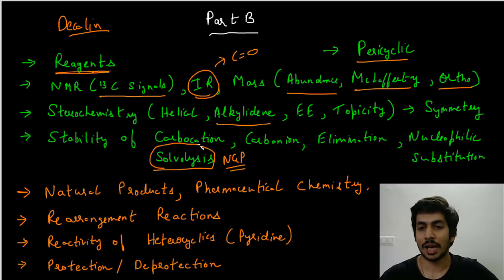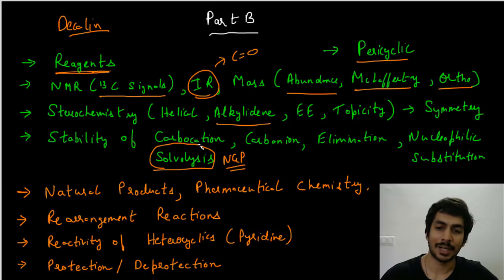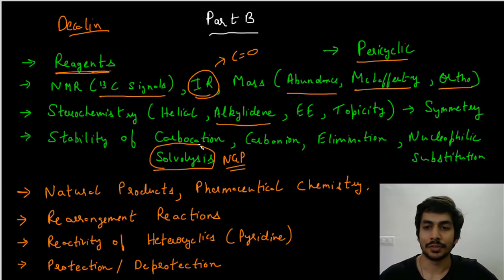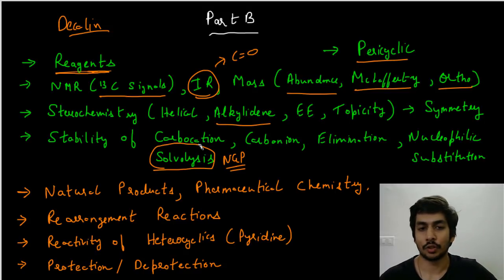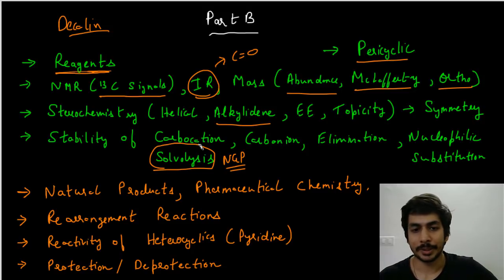Then we have stability of carbocations or stability of carbanions, acidity basicity topic, right? Elimination reactions, by which mechanism is it going, whether it is going by E1CB, E1 mechanism, E2 mechanism. Then similarly for nucleophilic substitution, whether it is going by SN1 mechanism or SN2 mechanism. So these are some of the most easy questions that are asked from part B.